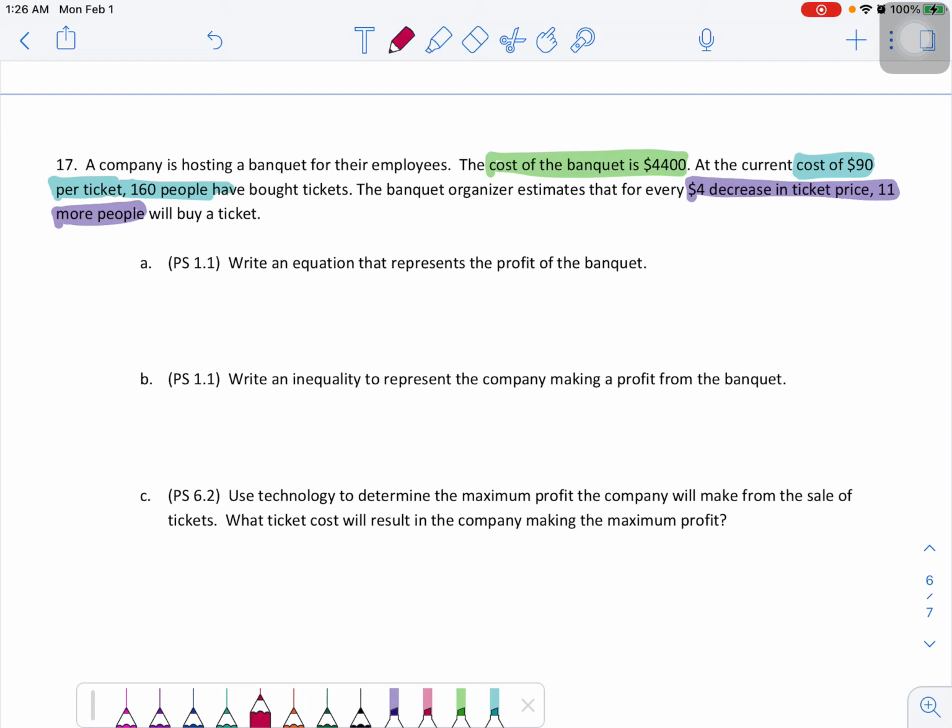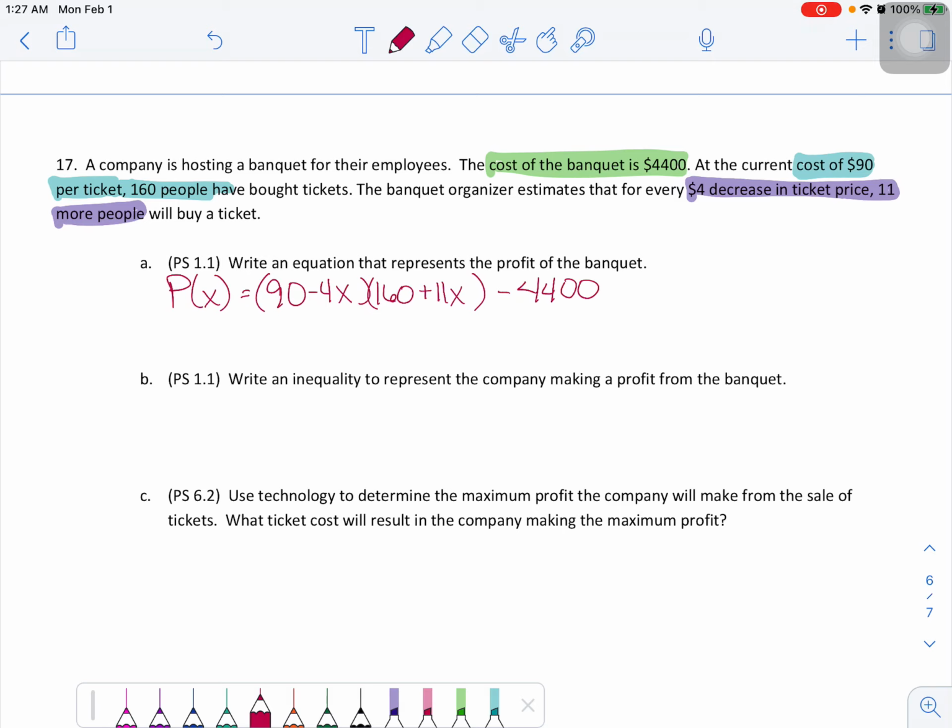All right, let's make an equation out of it. So profit would be P of X. We're going to take the cost, which is currently 90, times the number of people, which is currently 160, minus the cost, so 4,400. But remember, we're going to change the price of the ticket and we're going to change the number of people. So every $4 decrease is going to increase the number of people by 11.